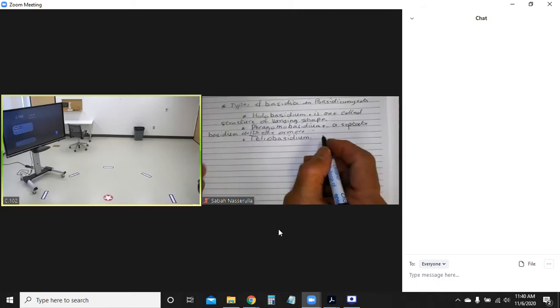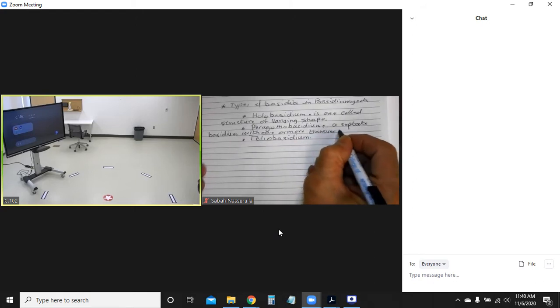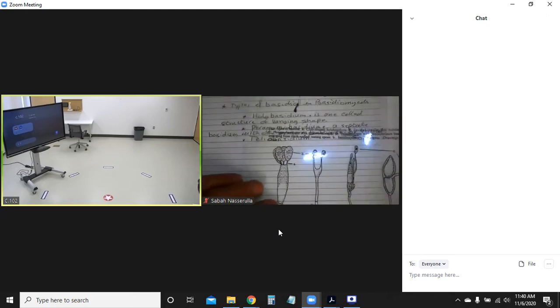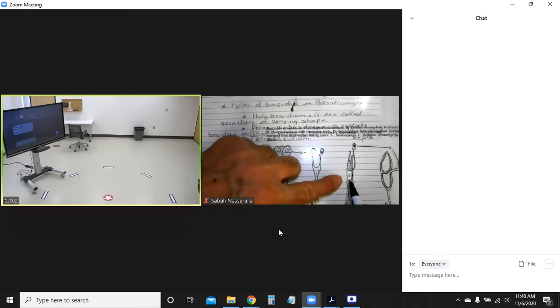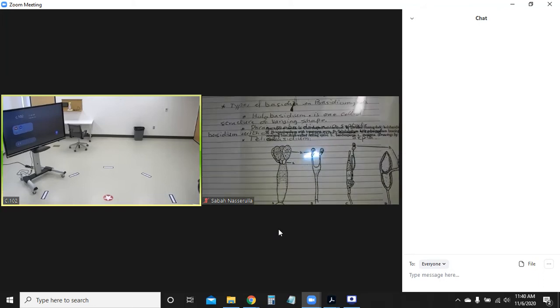A septate basidium with one or more transverse or vertical septa. That means when you have it like this one here, this is called transverse septa, or in some groups it could be vertical septa. But in the end, you end up with many cells; the basidium is not one cell.